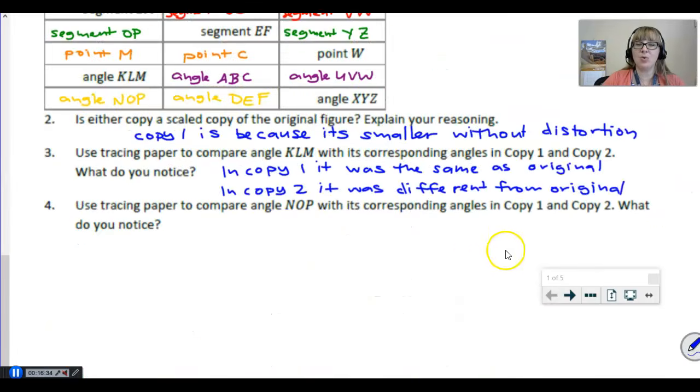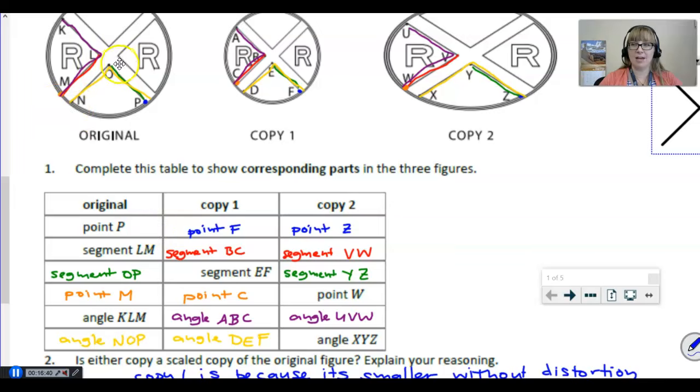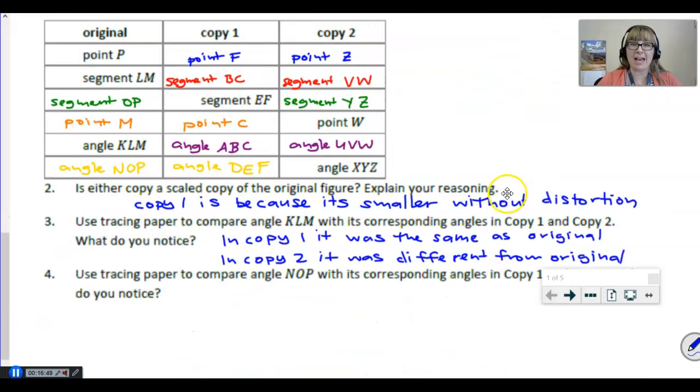Now I want you to do the next part on your own. Now compare angle NOP with the corresponding angle in copy 1 and copy 2. Go ahead and move to the applet and explore. Pause the video long enough for you to explore using that applet. Come back ready with an answer.